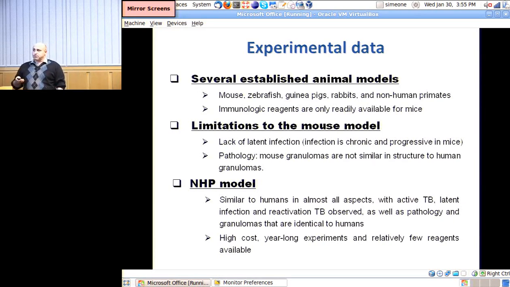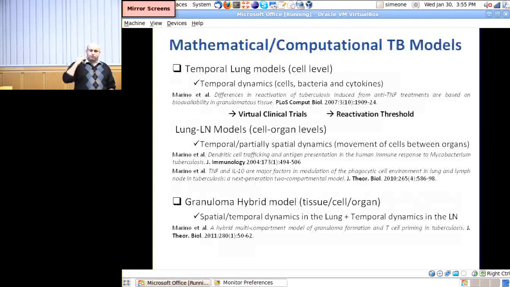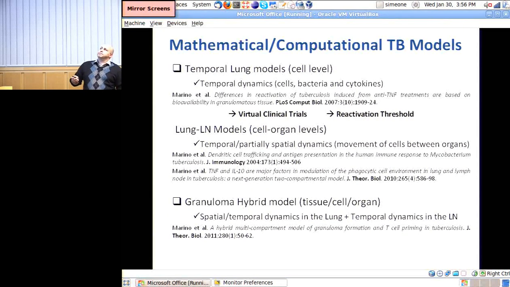So this is the best place to develop a computational model, where we can supplement and complement the research done in an experimental lab with some mathematical model simulation. And that's what we did. Starting 10 years ago, I started to work on modeling temporal dynamics of cells, bacteria and cytokines in the lung. We developed some ordinary differential equation models of TB infection. One of this work, for example, addressed the concept of reactivation threshold, and we also used the model to do what I call a virtual clinical trial.